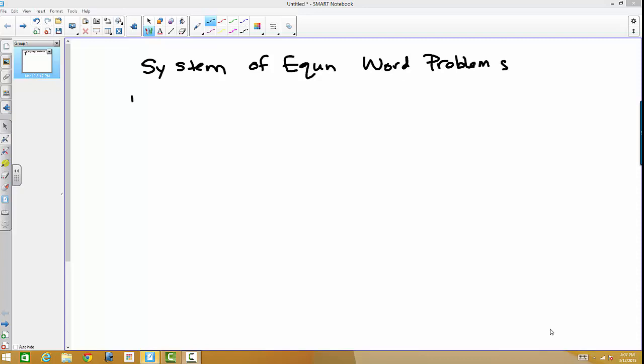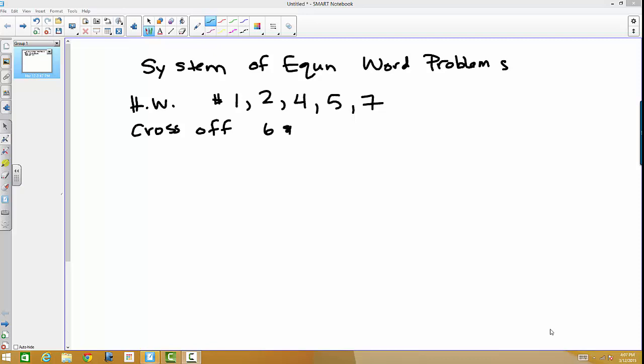Your homework on this sheet is going to be numbers 1, 2, 4, 5, and 7. So we're going to start by crossing off 6 and 11. So let's start with 10.